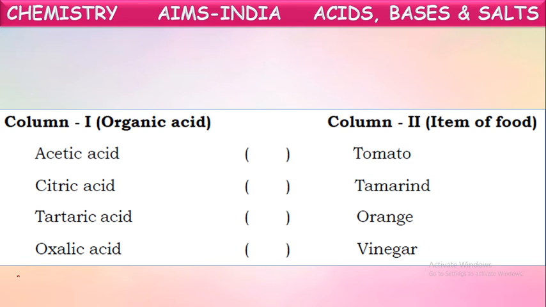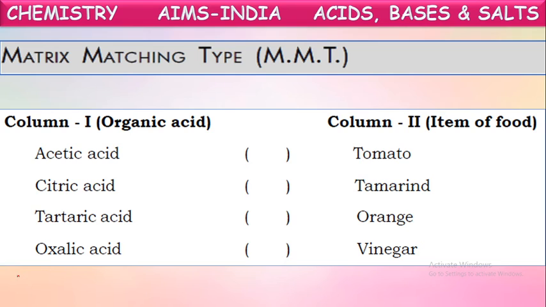Okay, next, match the following. The one in column 1 may be connected or related to one or more in column 2. Try to match these correctly. Some acids are given in column 1, and the food items from which they are extracted or derived, or which food item contains this acid, are given in column 2. Acetic acid is present in vinegar.